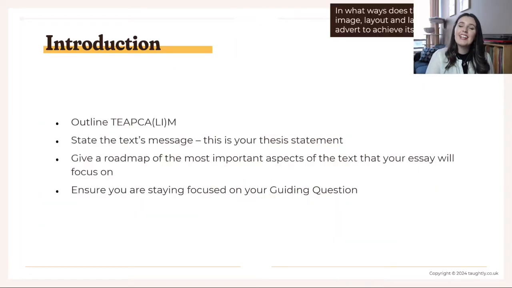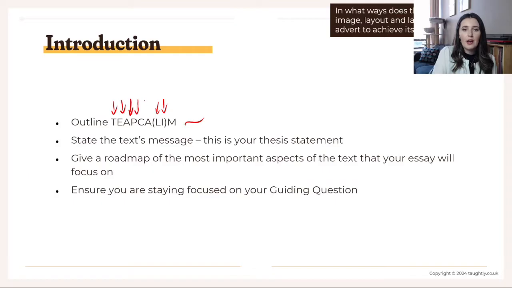As we've said then, in your introduction, you need to outline TEEP CALM. Now, maybe the L and the I, the language and the image, are going to be less relevant here because that's going to be really your analysis. But certainly by the end of your introduction, I should be able to tell that you know what is the text type, what are the elements of the text type, who is the author, what is the purpose, what is some context, who is the audience, and what is the overall meaning of the text. That is what you're aiming to outline in that introduction.